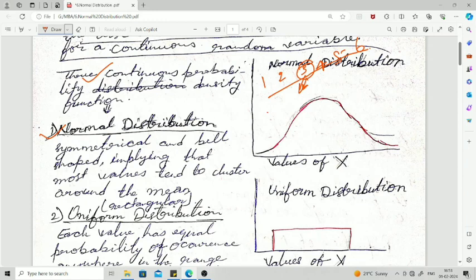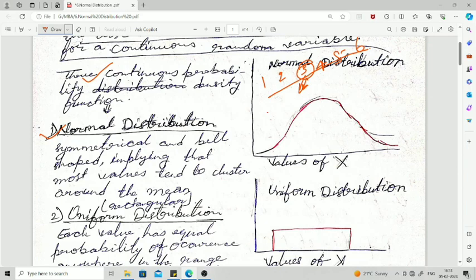So written here, symmetrical and bell shaped. So normal distribution is symmetrical and bell shaped, which means that most values tend to cluster around the mean. So around the mean value, most of the values are clustered.